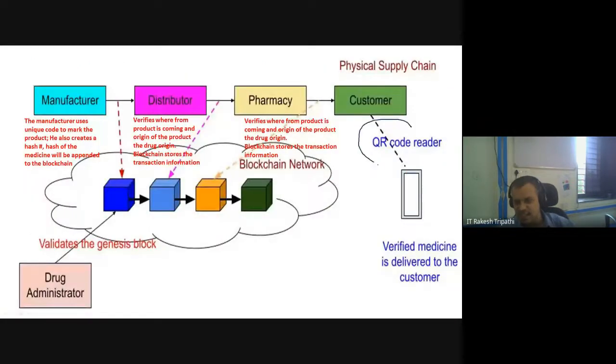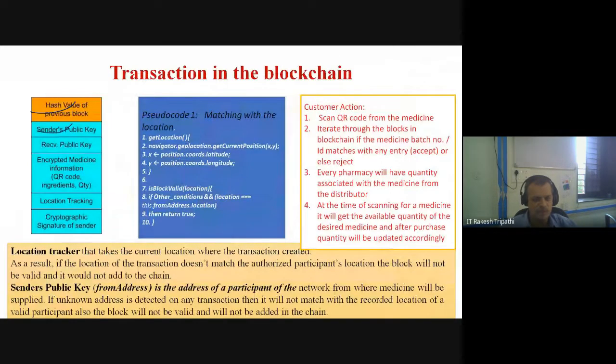Now the customer will scan a QR code. Whenever the manufacturer manufactures any medicine, he will add onto the blockchain the medicine batch number and its hash code. Once this batch is given to the distributor, again a transaction will be written. The sender will be the distributor, giving to the pharmacy, and the medicine information will be encrypted with the manufacturer's private key, and anybody can see that.